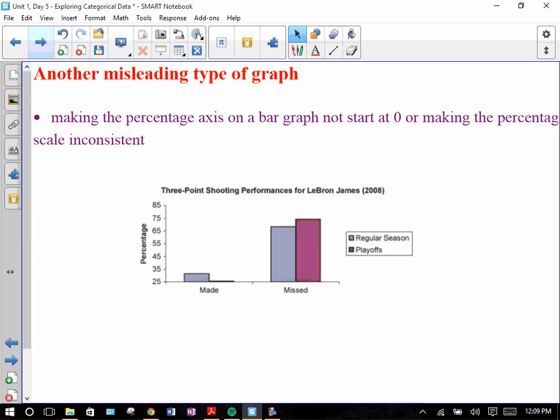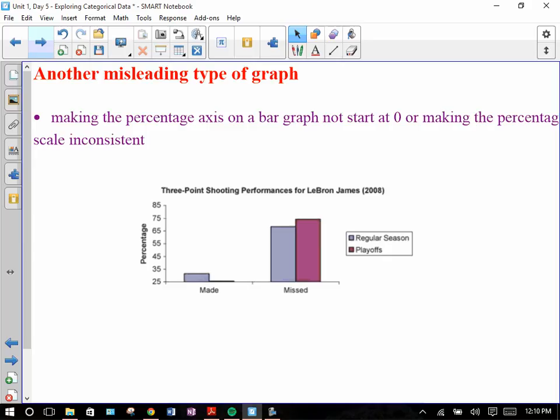All right? So this right here where LeBron James made like 31.7 or 31.5, and where he made 25.7, it looks like he almost made no shots in the playoffs. You would think if you look at this, oh, he shot 0%. Oh wait, I didn't really look at this. It says 25% all the way down here, so he shot 25%. You don't want to start your scale at anything but 0. You should always start your scale at 0.